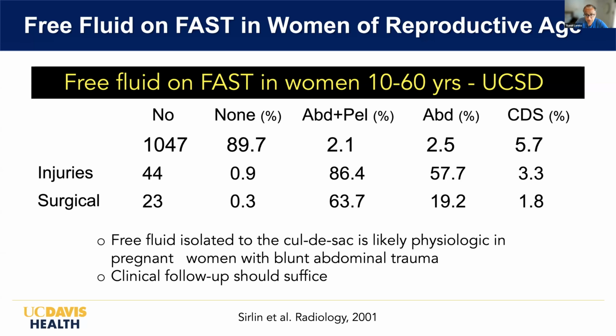So the most concerning would be where there's free fluid both in the abdomen and pelvis on a FAST scan, followed by free fluid only in the abdomen. And the least concerning is free fluid isolated to the cul-de-sac. And in those patients, the authors recommended that clinical follow-up should suffice, and no further imaging with CT would be warranted.